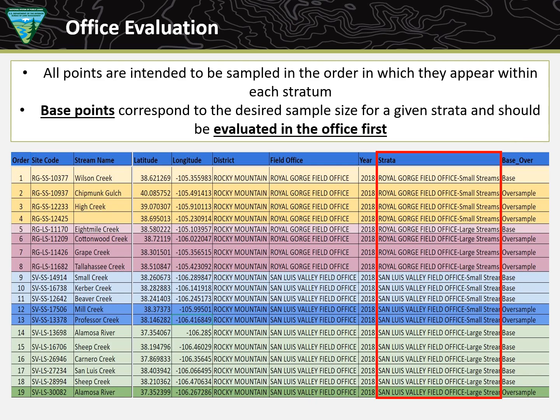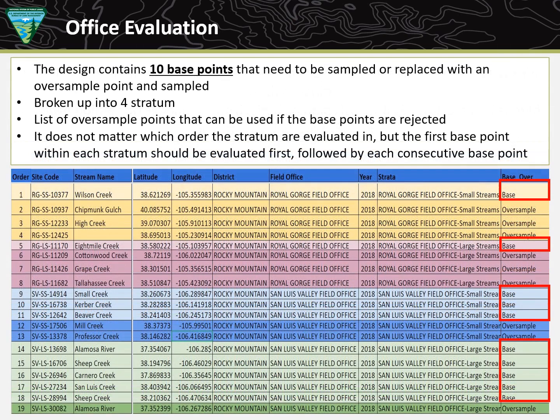As discussed earlier in this video, random points are divided into base and oversample points. Base points correspond to the desired sample size for a given strata and should therefore be evaluated in the office first. Let's look at an example in this sample design. This design contains 10 base points that need to be sampled or replaced with an oversample point and sampled before the field season is over.